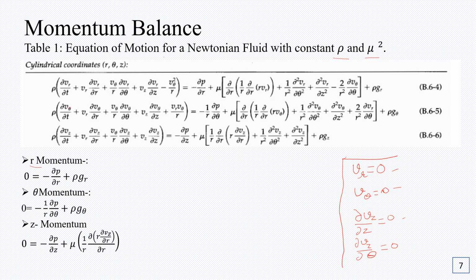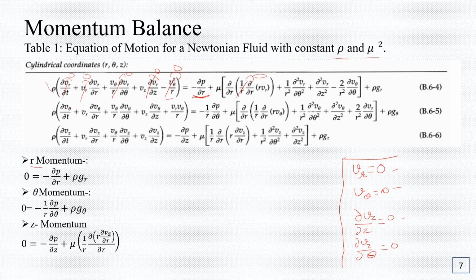Now first we will discuss the momentum in the r direction. This term equals 0 due to steady state, this term is also equal to 0 due to v_r equal to 0, this term is also equal to 0 due to the presence of v theta and v_r, both of which are equal to 0. This term is also equal to 0 due to the presence of v_r, and this term is also equal to 0 due to the presence of v theta, which is equal to 0 due to axial symmetry. So our whole left hand side will be equal to 0. On the right hand side, this term exists.